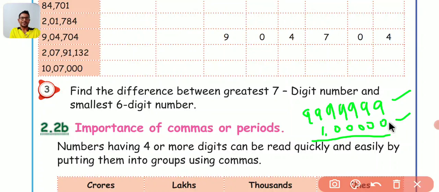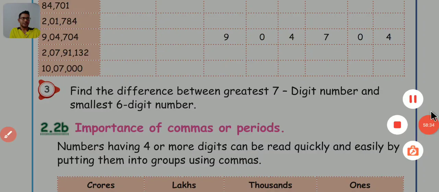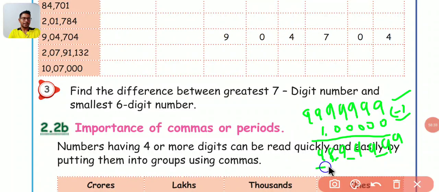If you find the difference: 9 minus 0, 9. 9 minus 1, what? 8. So the answer is 98,999. Yes, that is right. 98,999 is the difference between the greatest 7-digit number and the smallest 6-digit number.